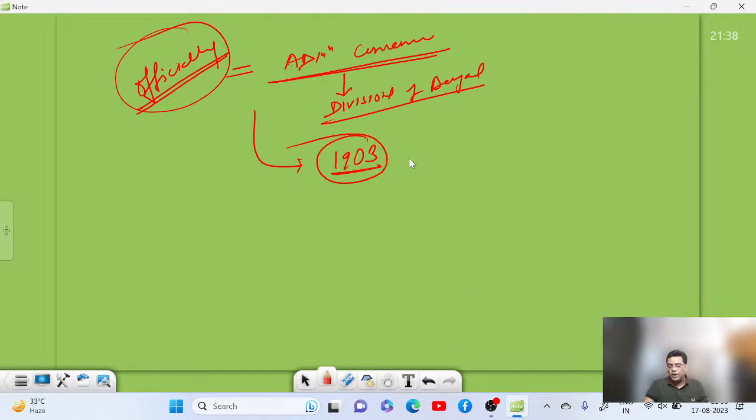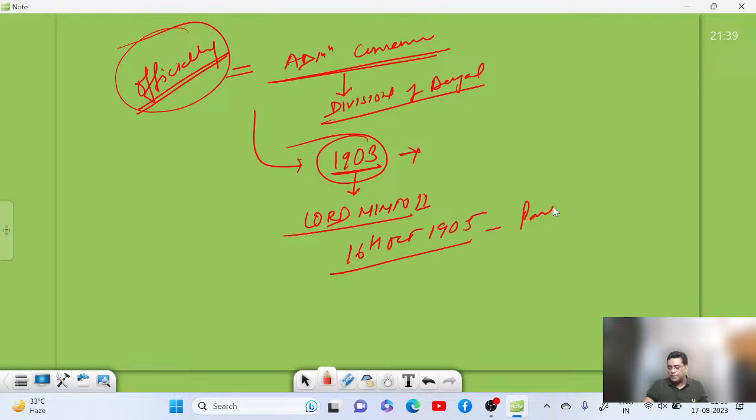This is a brainchild of Lord Curzon. But very soon, when Curzon resigned, Lord Minto came to India as a viceroy. So Lord Minto on 16th October 1905 implemented the partition plan. And the partition plan had a boomerang effect everywhere.